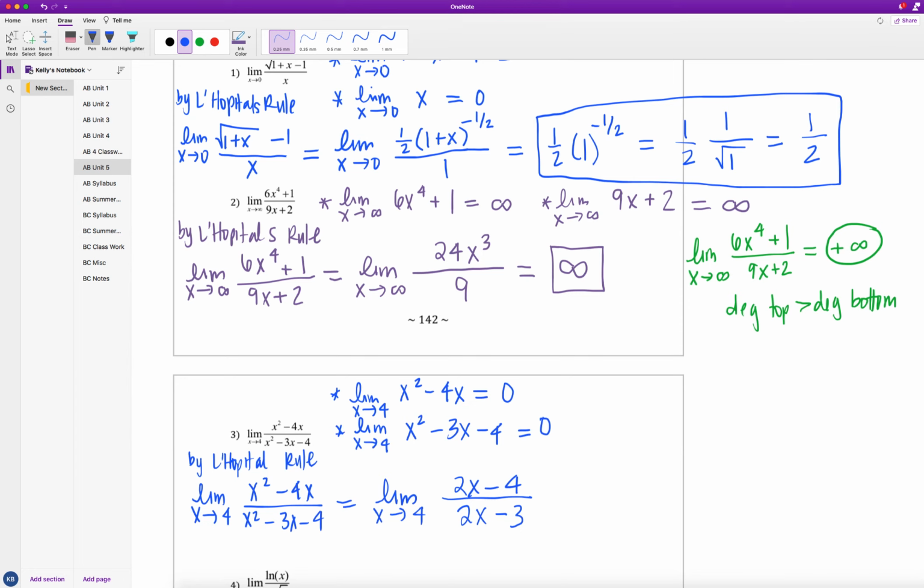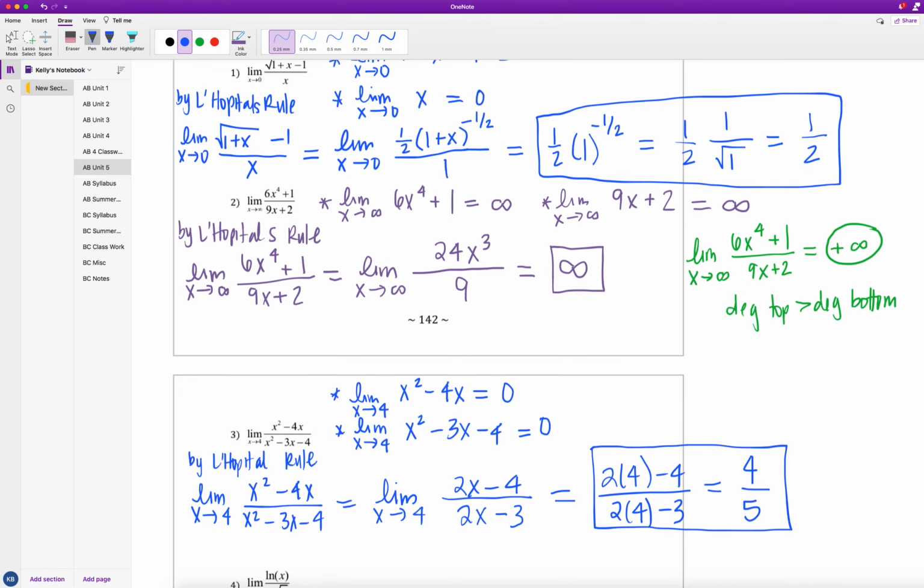Which tells me that my original limit is equal to the limit as x approaches 4 of the derivative of the numerator over the derivative of the denominator. This can now be directly substituted in, and I'd get 2 times 4 minus 4 over 2 times 4 minus 3, which I am allowed to leave my answer like that. It is a numeric answer, but if you'd like to simplify it down, we get 8 minus 4 on top, which would leave us with 4, over 8 minus 3, which would leave us with 5. And either of those would be our final answer.